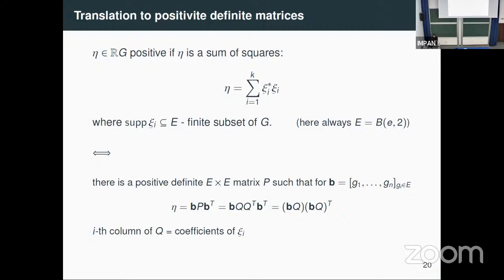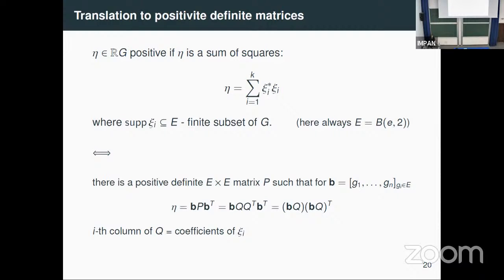Okay, so let's start with this sum of squares. If I have an element eta which is a sum of squares, I would like to be able to translate it somehow. I'm going to assume there's a finite subset E such that all of these psi i's are supported on E. In everything that I'll be doing later, this subset will always be the ball of radius 2 in the group.